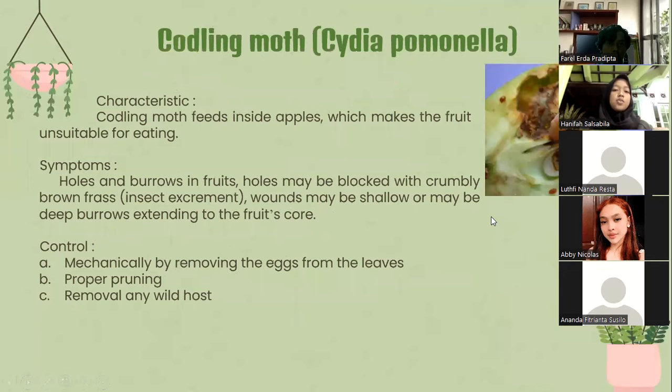Next is codling moth or Cydia pomonella. Characteristic: codling moth larvae feed inside the apple, which makes the fruits unsuitable for eating. Symptoms: holes and burrows in the fruits. Holes may be blocked with crumbly brown frass or insect excrement. They may be shallow or may be deep burrows extending to the fruit's core. For controlling, first we can do mechanical control by removing the eggs from the leaf, with proper pruning, and remove any fruit with holes. Next.